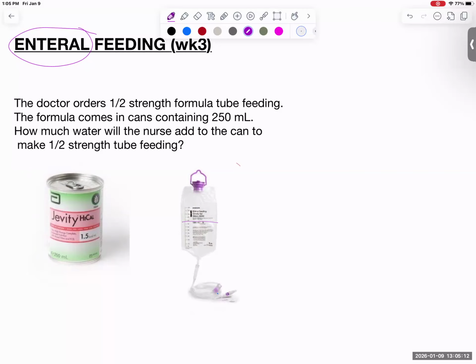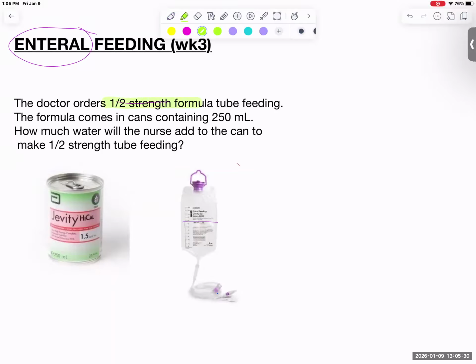So I'm going to show you the simplest way to do it since it's only by half. Now, I know the PowerPoint reviews it a different way, but I promise you, you will appreciate this way much better. So the doctor orders half strength formula through a tube.